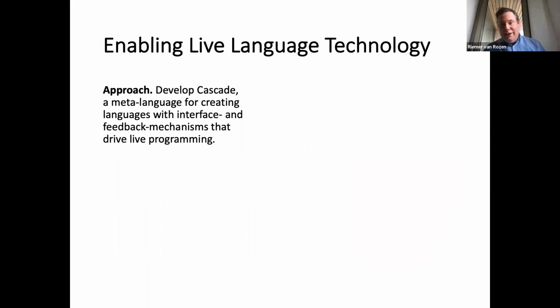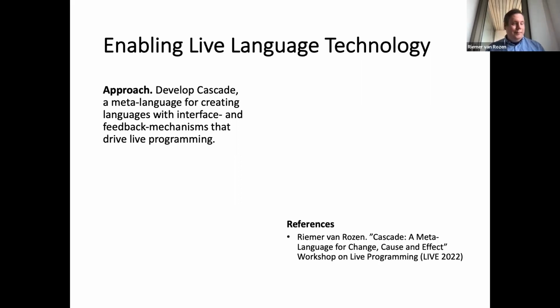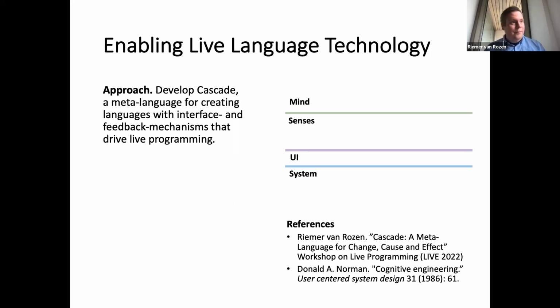So the approach is to develop a framework called Cascade. Its name is derived from events leading to other events, like a cascade. It's a metalanguage for creating languages with the interface and feedback mechanisms that you need to create live programming environments. There is a workshop paper on this work, and you can find that online. But let me go into live programming.